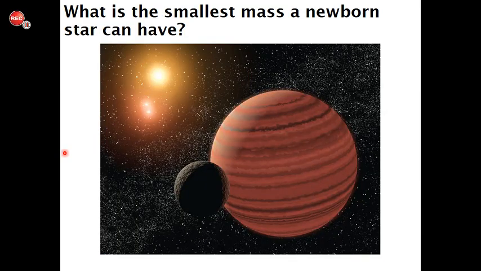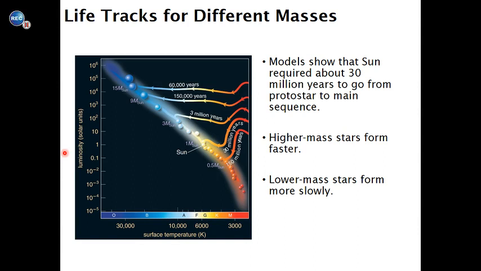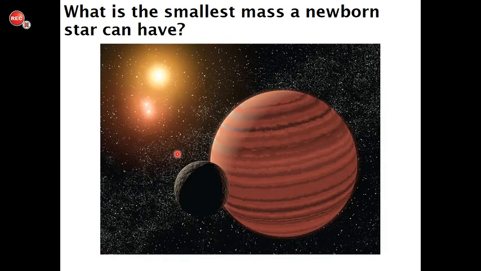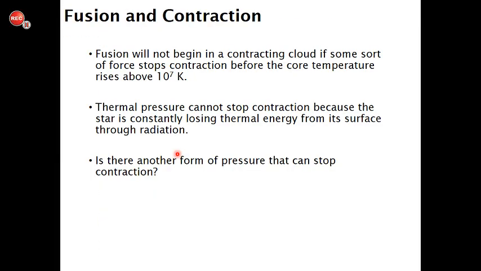So this is where we get to the limits. Two things can stop the contraction of a protostar. One is fusion kicking off. The other is degeneracy pressure. I mentioned that, and that's the next slide. Fusion will occur if you can get to about 10 million Kelvin before contraction stops. If contraction stops and it's not hot enough, you don't get fusion.